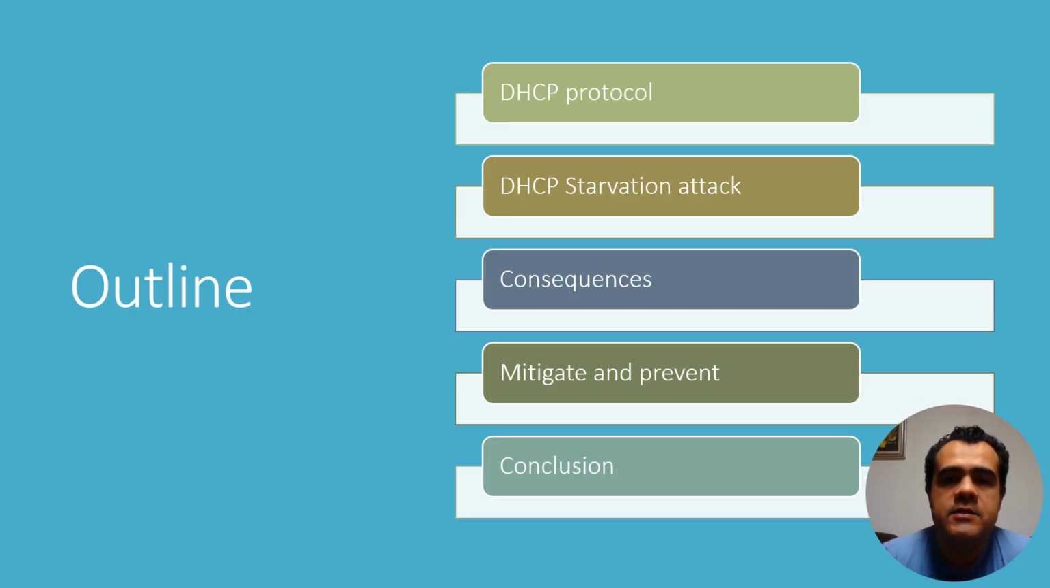In this presentation, I'm going to talk about, first of all, how the DHCP protocol works in a network. After that, I will try to define what a DHCP starvation attack is. We will review some of the consequences of this attack, and at the end I'll talk about how we can mitigate or prevent this kind of attack in our network.